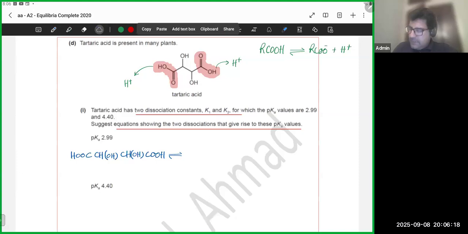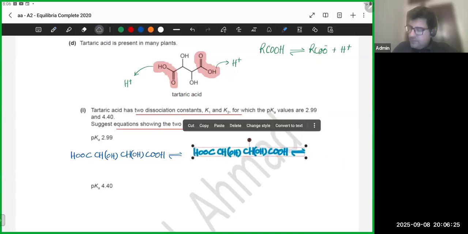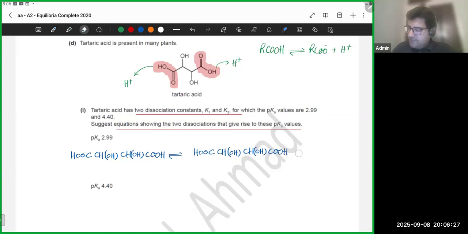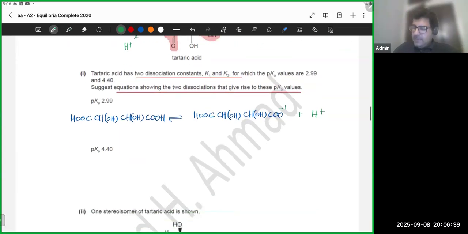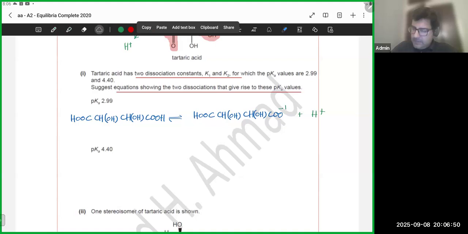So it will dissociate, and when it dissociates, one of the H is going to be lost from one side. So that is the first dissociation. And then you have the second dissociation, which is the same diprotic acid. I'm going to just copy the whole equation. And paste.